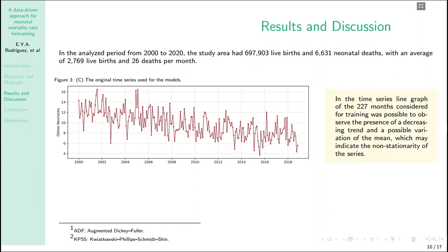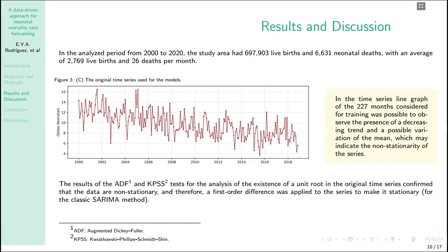In the time series line graph of the 227 months considered for training, it was possible to observe the presence of a decreasing trend and a possible variation of the mean, which may indicate non-stationarity of the series. The results of the augmented Dickey-Fuller and the Kwiatkowski-Phillips-Schmidt-Shin tests for the analysis of the existence of a unit root in the original time series confirmed that the data are non-stationary, and therefore a first-order difference was applied to the series to make it stationary, especially for the classic series method.